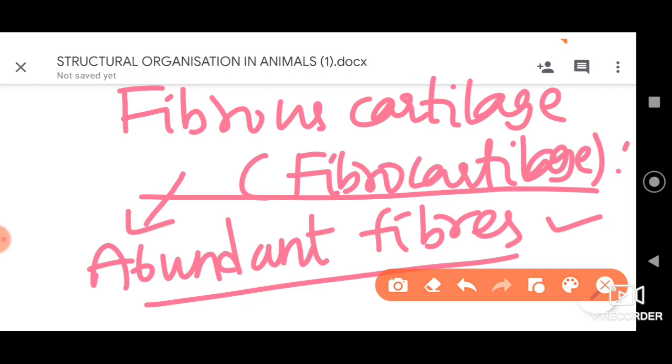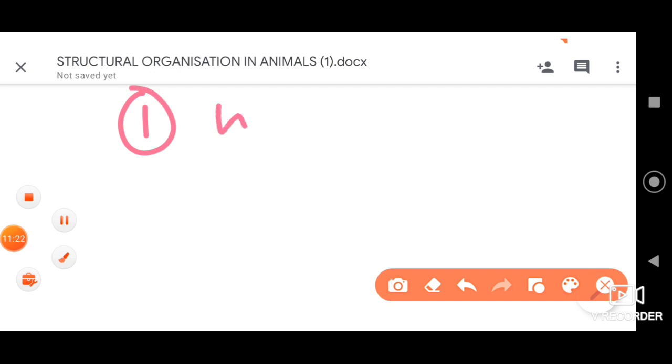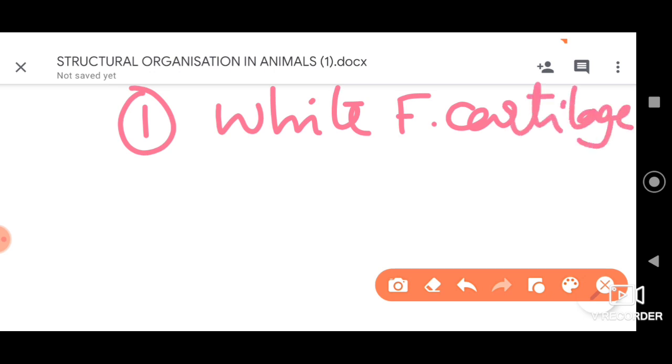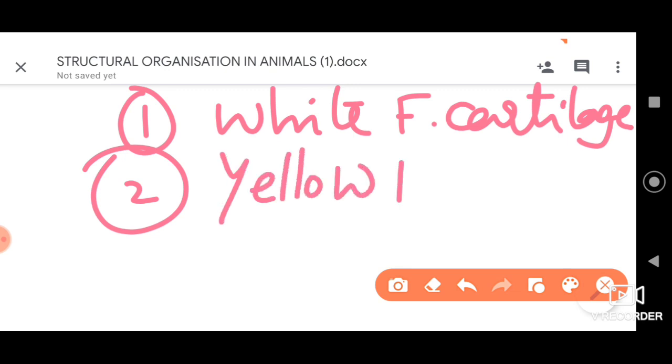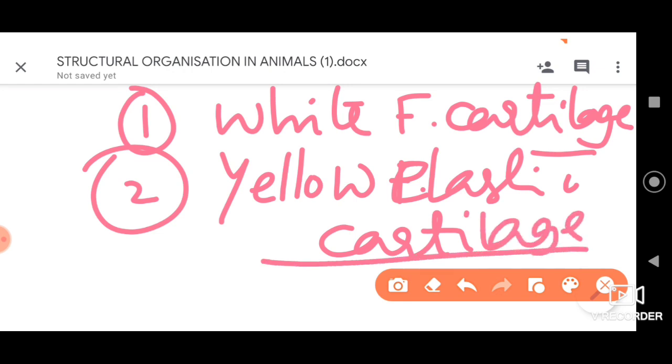Again, fibrous cartilage has two types. Fibrous cartilage is divided into white fibrous cartilage, and secondly we have yellow elastic cartilage. There are two types of fibrous cartilage, that is white fibrous cartilage, and the second one is yellow elastic cartilage.